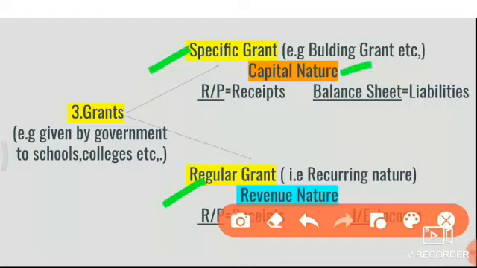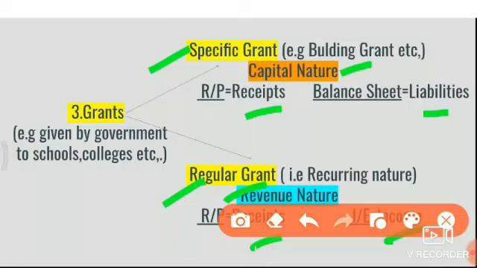So when such grants are received, then at the end of the year, the total amount of grants received is shown towards the receive side of the receipts and payments account. And since it is of capital nature, the grant will be shown towards the liability side of the balance sheet at the end of the year. Now, if the grant is of regular nature and it is not given for a specific purpose, then it is treated as a revenue nature item, and when the amount is received, it will be shown towards the receive side at the end of the year. And since it is of revenue nature, it will be shown as an income in the income and expenditure account.